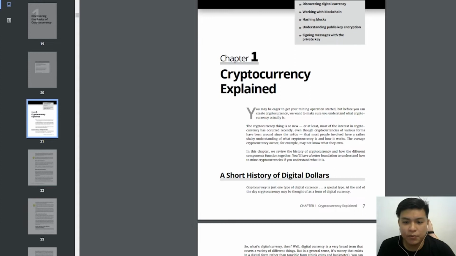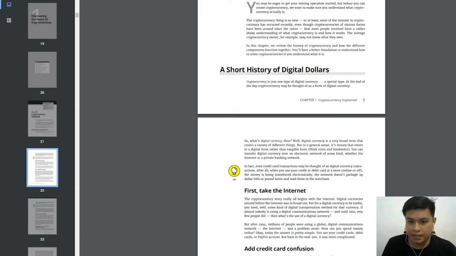In this chapter, we will review the history of cryptocurrency and how the different components function together. You'll have a better foundation to understand how to mine cryptocurrencies if you understand what it is. Let's dive in: a short history of digital dollars.